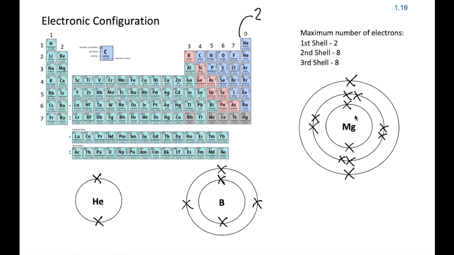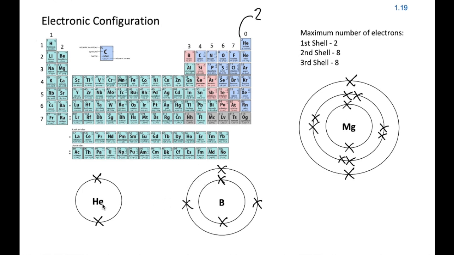So the first one we did, which was helium, had a full outer shell of electrons. And it's worth mentioning, just as a side note, that atoms with full outer shells are more stable in the sense that they don't react as easily compared to other atoms with incomplete outer shells, like boron and magnesium.